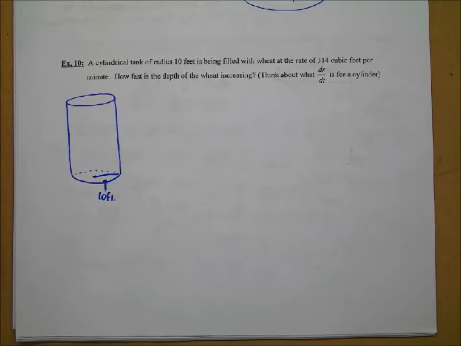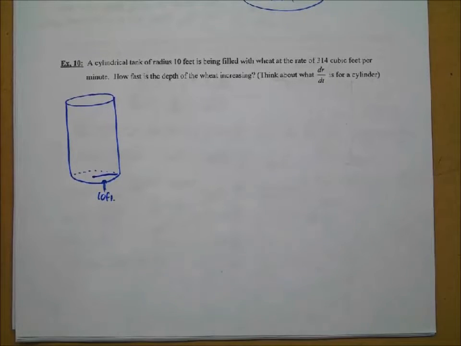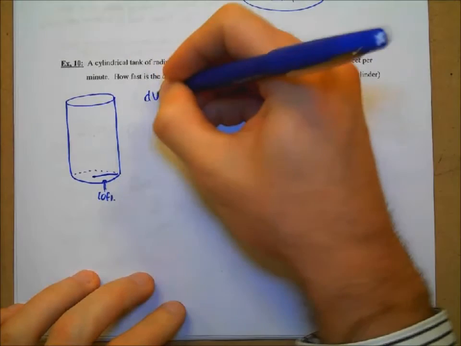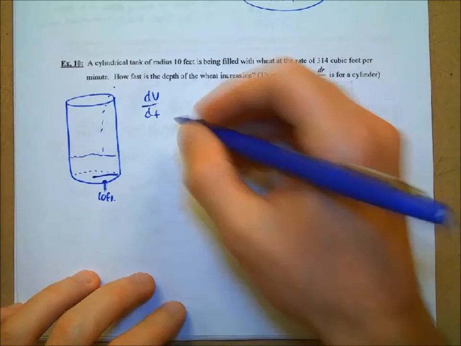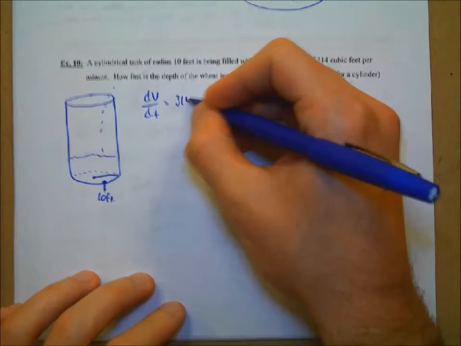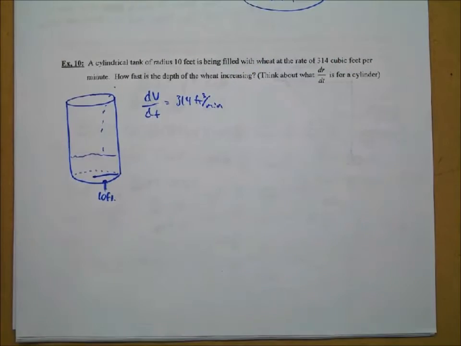All right. So what is a formula that we can use to relate? Oh, sorry. Let me identify this. So this value here, 314 cubic feet per minute, that is a what? dV dt. So dV over dt. We have wheat pouring in here, 314 feet cubed per minute. What is the formula here that we want to use to relate these pieces of information?